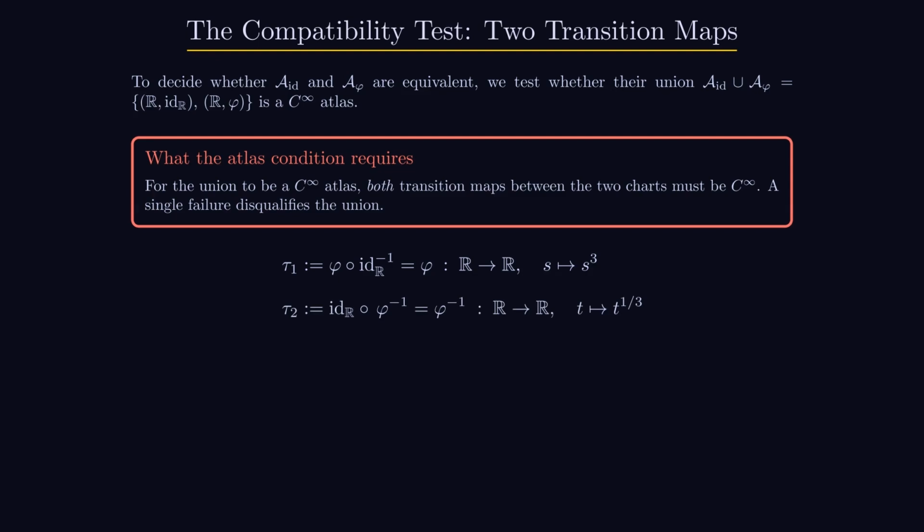Tau 1, s cubed, is a polynomial and therefore smooth everywhere. Tau 2, t to the 1/3, is continuous everywhere, but we must check carefully whether it is differentiable at t equals 0. That check is the computation on the next slide. It is the single decisive calculation in the entire argument.